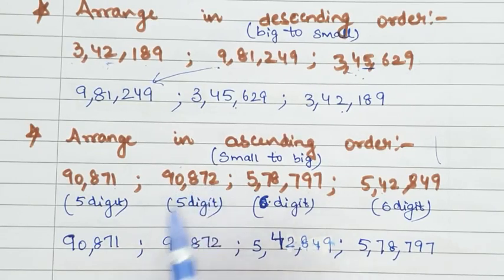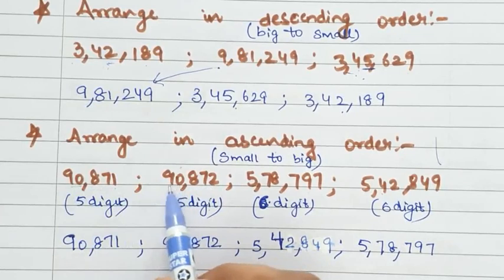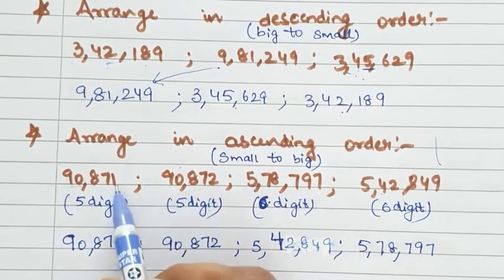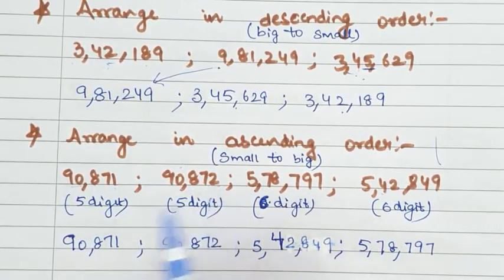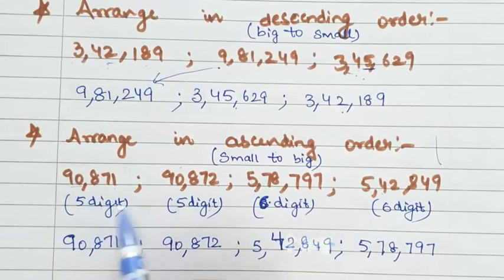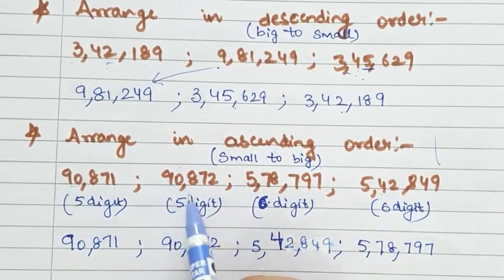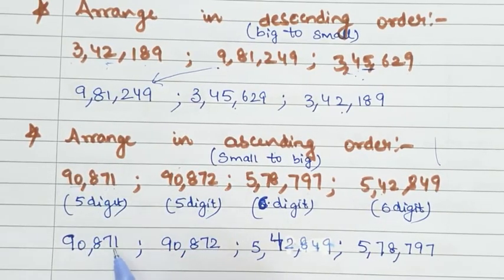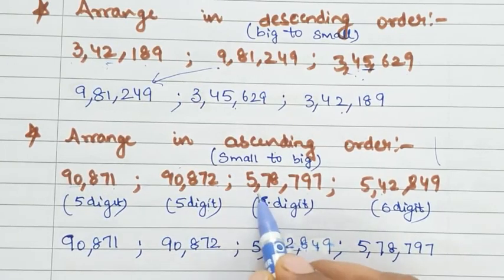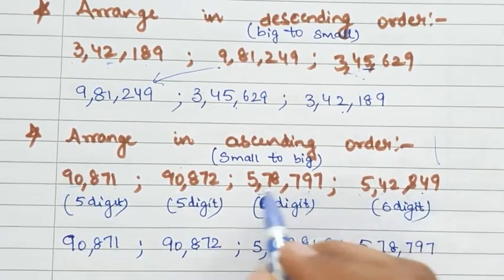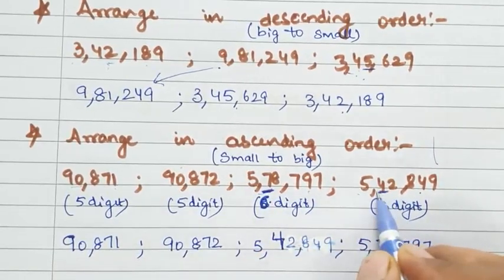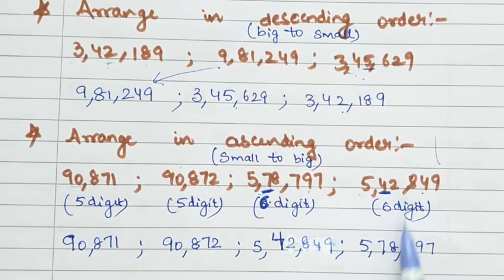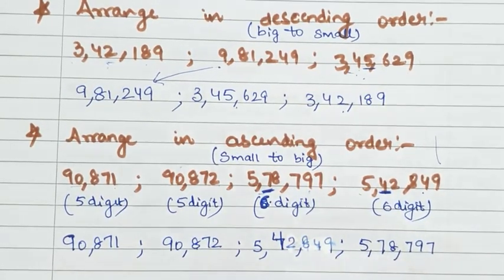90,872. So 90,871, 90,872. So which is bigger? Yes, this one is bigger and this one is smaller. So start from smaller, then bigger. Now out of these 2 numbers, it is very clear that this number is greater than this number. So first of all we will write this number, then in the last we will write this number.